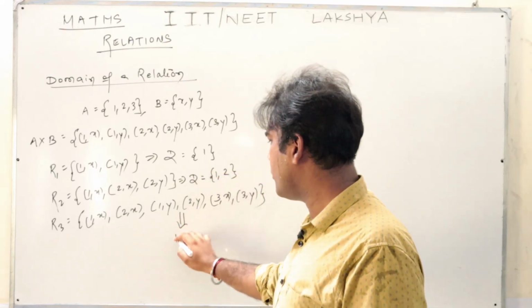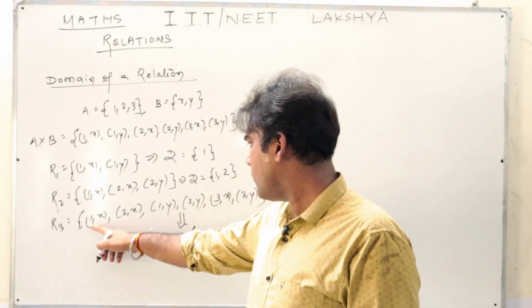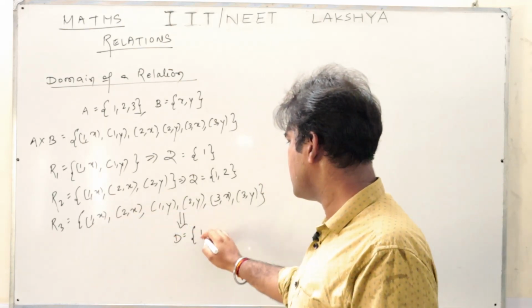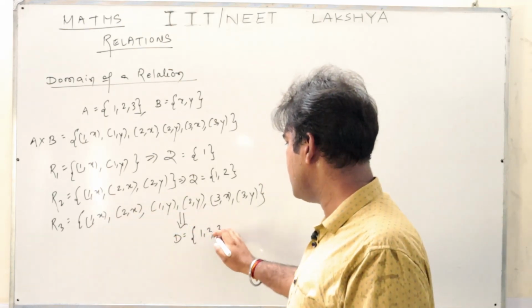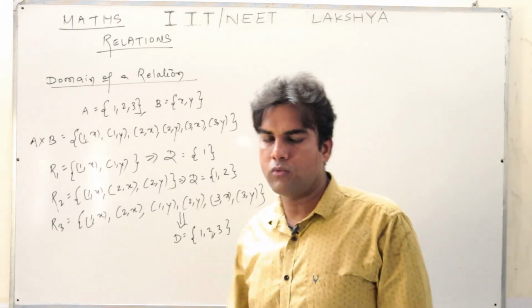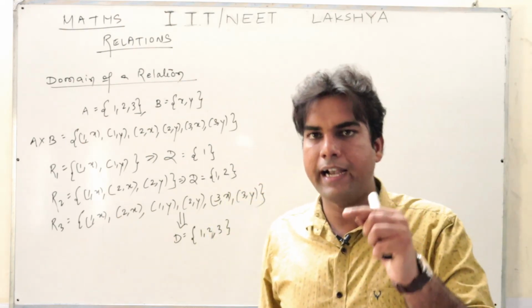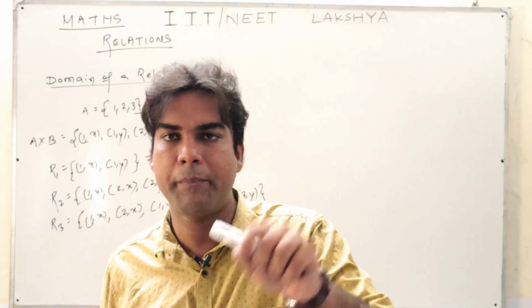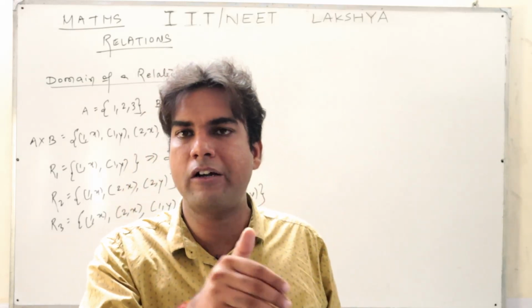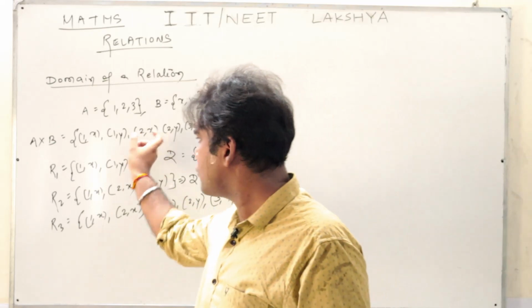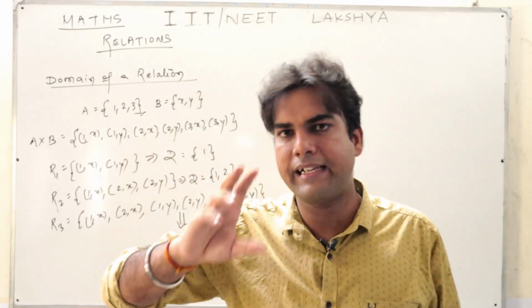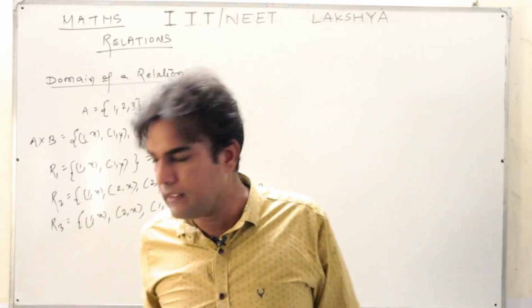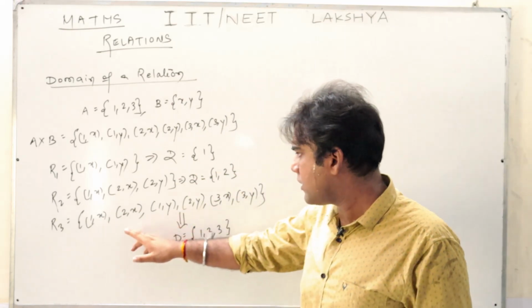For this, the domain will be what? 1, 2 and 3. Elements should always be separated by commas, and no element should repeat in a set. In a set, an element should never be repeated, whether it's a singular element or an ordered pair. Ordered pairs should also not be repeated. Basically, an element should not get repeated in a set. So this is your domain.